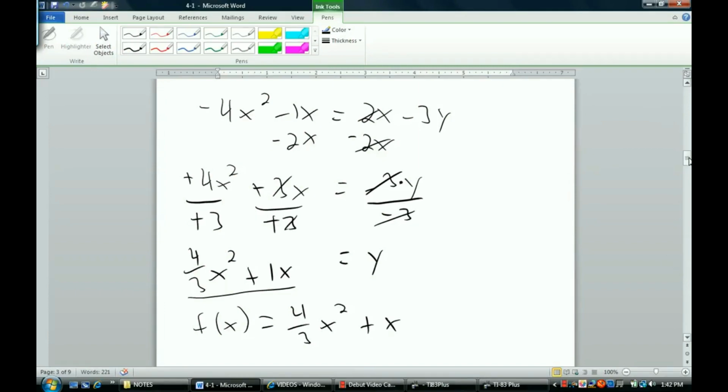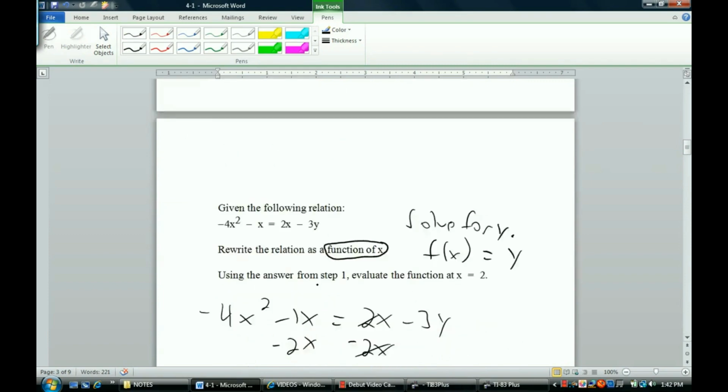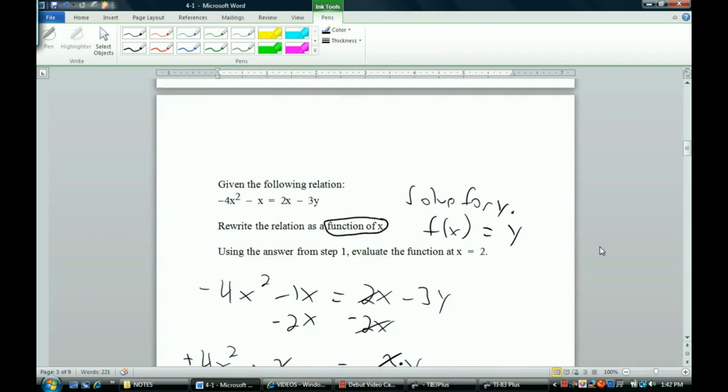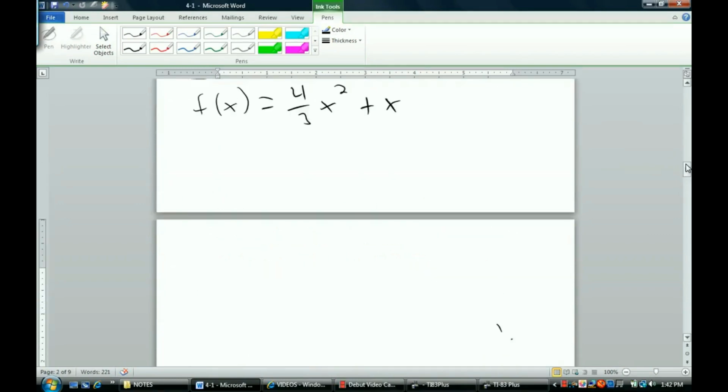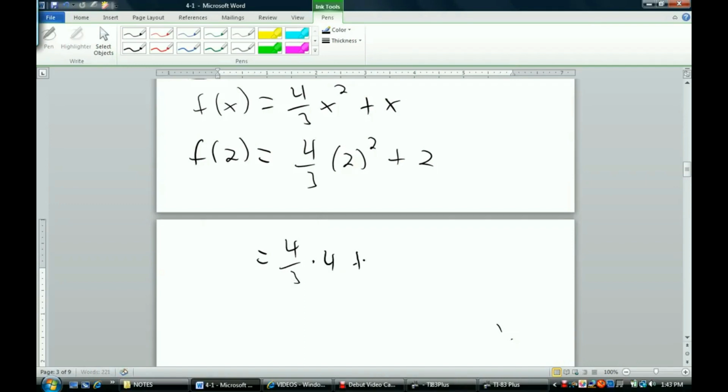Now the second part of the question was to evaluate the function at x equals 2. So all that means is I'm going to take the function I just found and find f of 2, which means that everywhere I have an x, I'm going to put a 2. Highly recommended to use parentheses whenever necessary. So now we're going to clean it up. 2 squared is 4. You got to do exponents first.